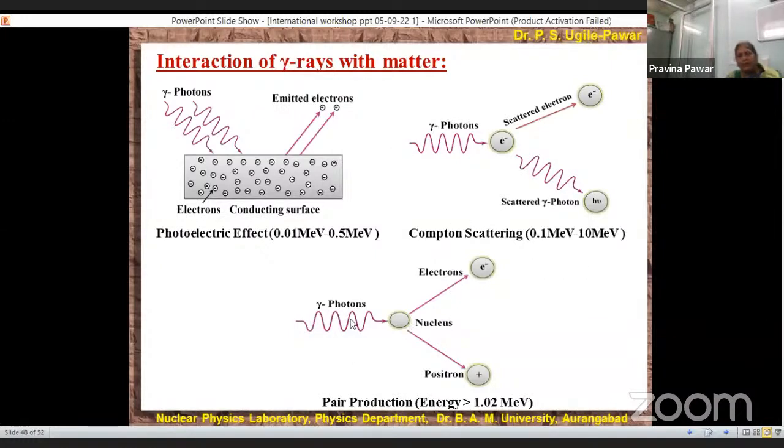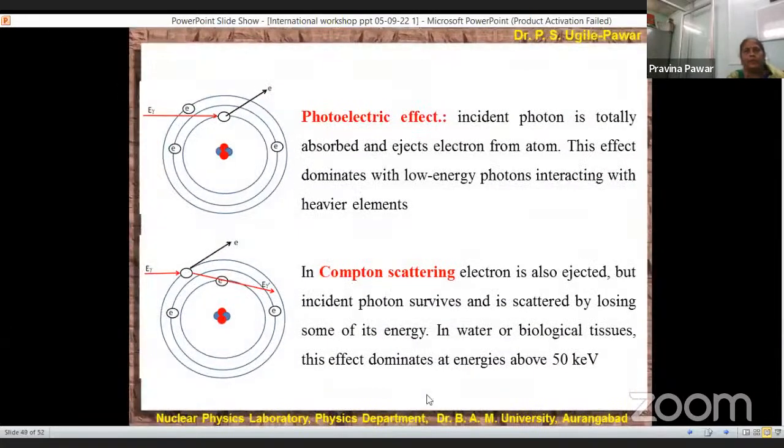And in pair production, there is a formation of a pair, electron and positron, when a gamma ray photon is incident on the target nucleus. In the photoelectric effect, the incident photon is totally absorbed and ejects an electron from the atom. This effect dominates with low energy photons interacting with heavier elements.